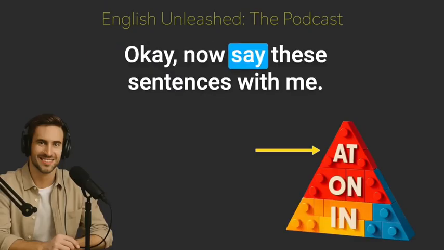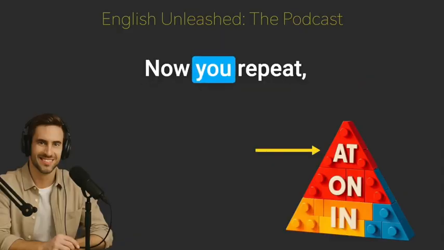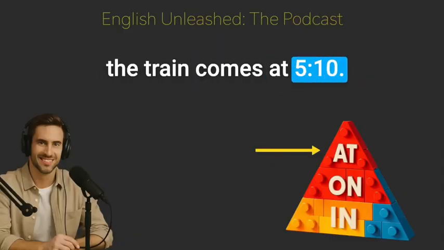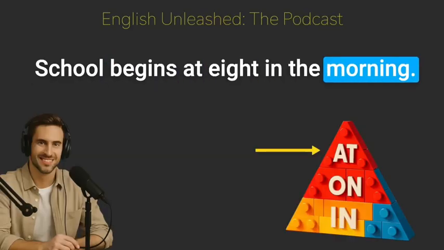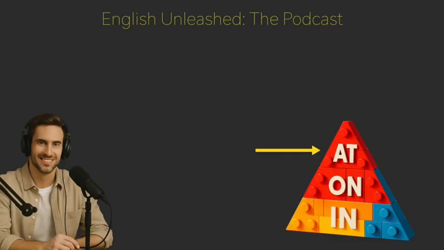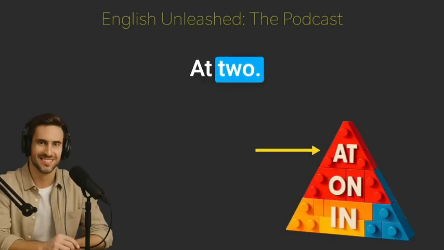Okay, now say these sentences with me. The train comes at 5:10. Now you repeat. The train comes at 5:10. Good job. One more. School begins at 8 in the morning. Now you repeat. Well done. So remember, we use at for clock times and very exact moments. At 2, at midnight, at lunchtime, at sunrise.